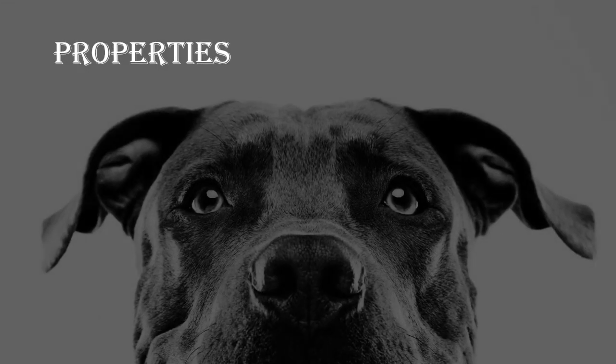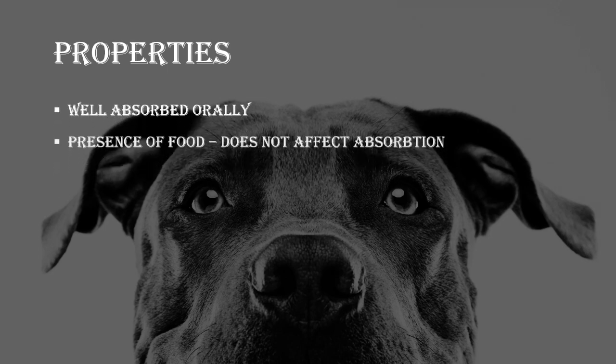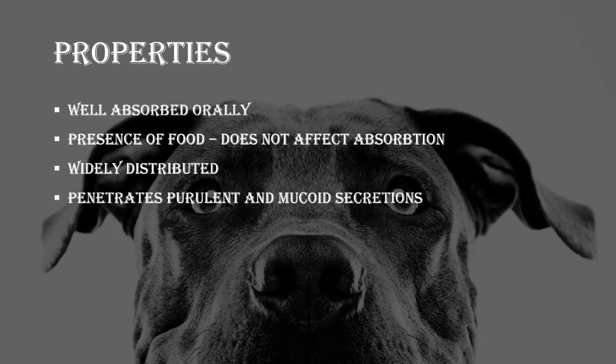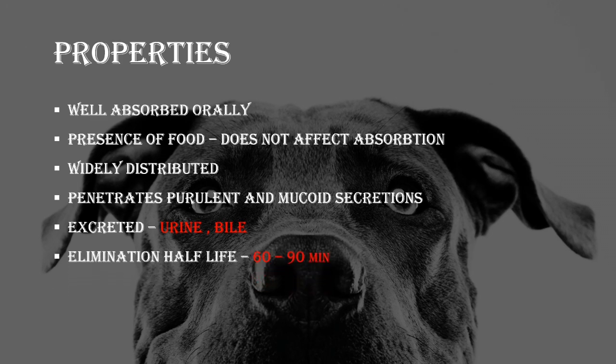Coming to the properties of amoxicillin, it is well absorbed orally. The presence of food in the GI tract does not significantly affect the extent of absorption of amoxicillin. It is widely distributed in the body. It penetrates purulent mucoid and bronchial secretions more effectively than ampicillin. It is excreted both in urine and in bile. The elimination half-life of amoxicillin is approximately 60 to 90 minutes in dogs, cats, and cattle.